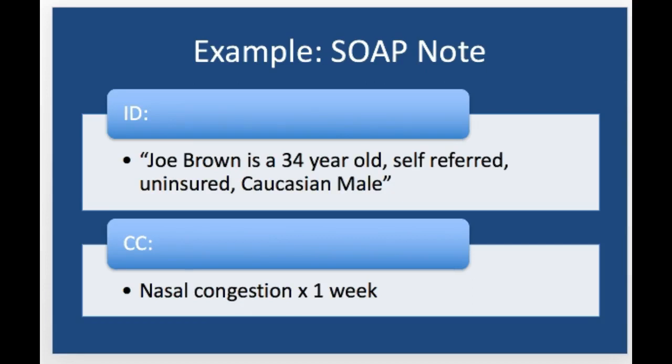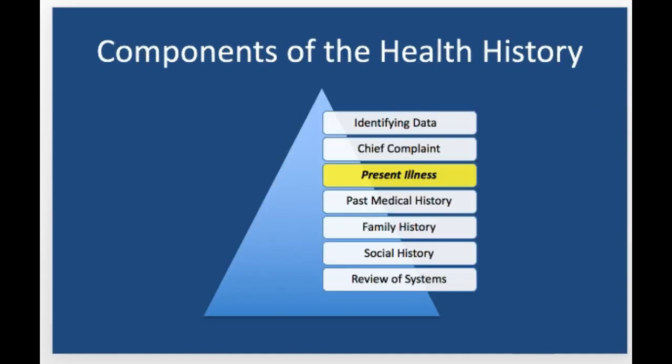So far, we have the identifying data and the chief complaint. So this is what it might look like, not really on a SOAP note because you'll be handwriting these, or it'll be in the electronic medical record or typing these. The next component is the present illness. Sometimes this is called the history of present illness. This is really where the meat of the information goes.